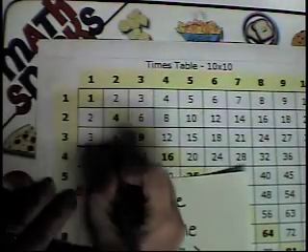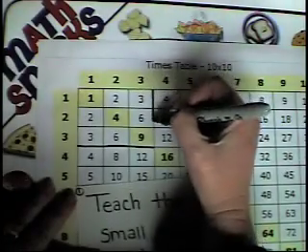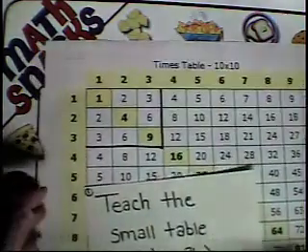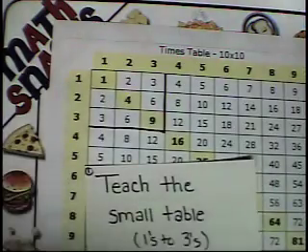So we start out by teaching these facts. Why do you think they call that the small table, or why do you think we just start with those 3?